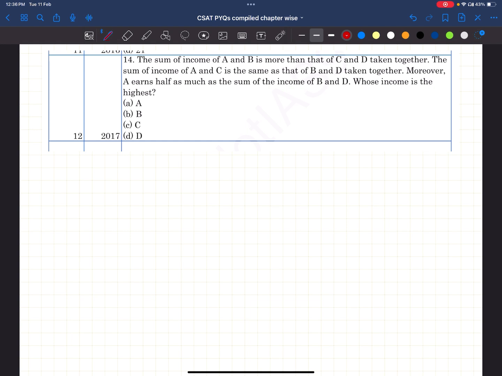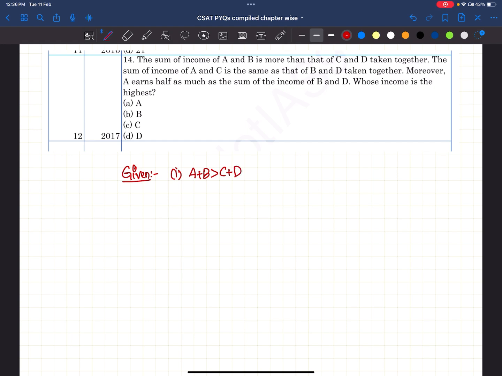Now, the sum of income of A and B is more than that of C and D taken together. Given. Whenever we are reading the question, we'll convert the sentences into equations. This way, any aptitude question is very easy. When you are able to convert the statements into equations, then half the problem is done. See, what is the first step? A plus B is combinedly greater than C plus D.